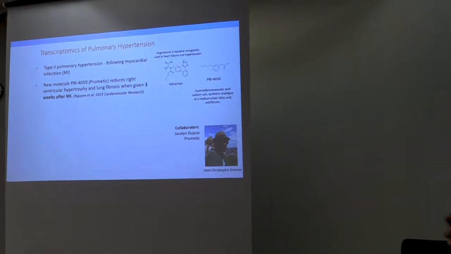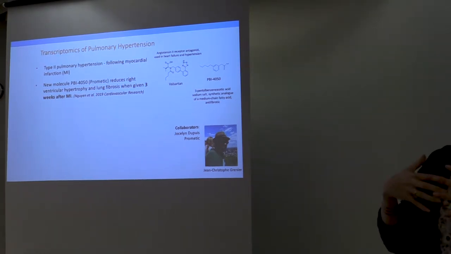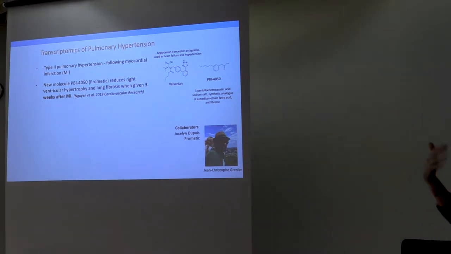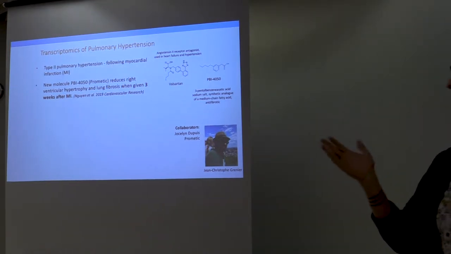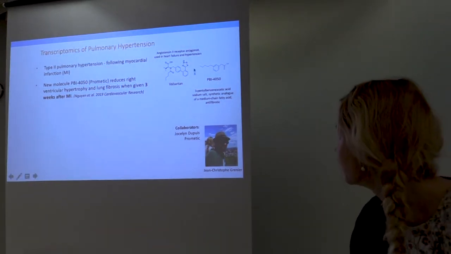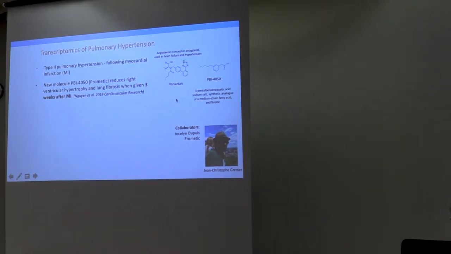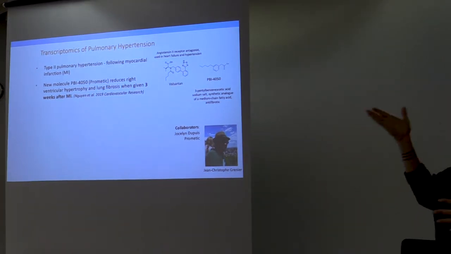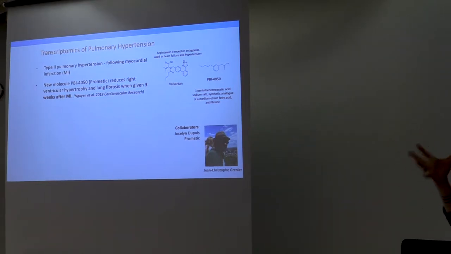And so with Dr. Jocelyn Dupuis at the Montreal Heart Institute, we're working on a project of type 2 pulmonary hypertension. This type of pulmonary hypertension is the one that is caused by, or follows at least, myocardial infarction. So someone would have a heart attack and then would develop problems in the lungs. And one issue, so there are many types, but type 2 pulmonary hypertension doesn't have treatment. So people receive the valsartan molecule, which is a medication that is used for heart failure and hypertension, but it's not specifically developed for pulmonary hypertension, and so there's no treatment specifically for that.